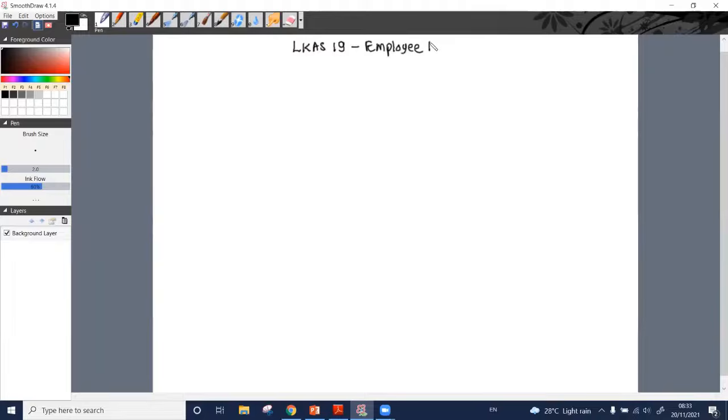LKAS 19 on employee benefits. Just to start with, name some benefits which an employee gets. Give a few examples of employee benefits.